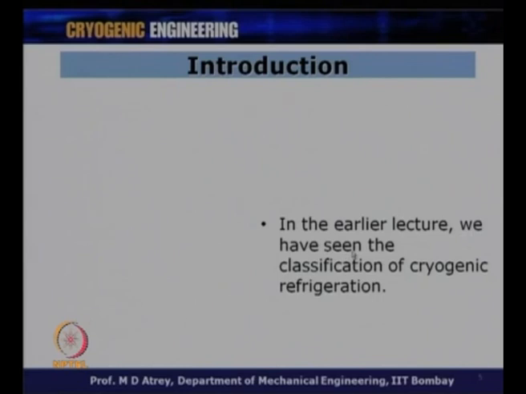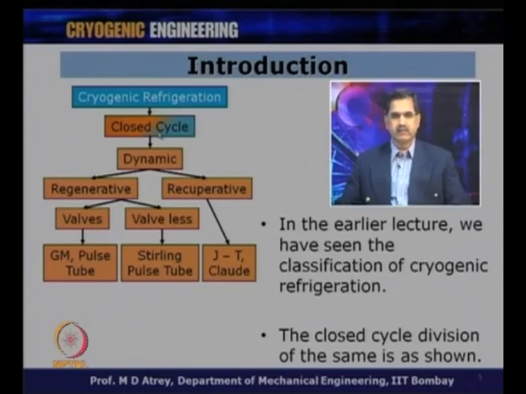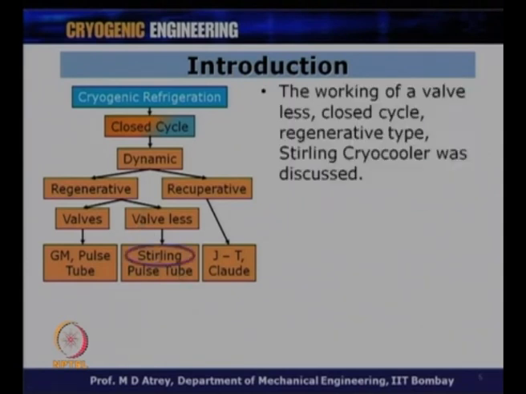And lastly, we have some commercial applications of the GM cryocooler, just to explain a few of them. So, in the earlier lecture, we have seen the classification of cryogenic refrigeration, and from here we can find out where the GM cooler lies. So, the GM cooler lies somewhere over here. We found that for a closed cycle version, we got a dynamic type. In dynamic, we got regenerative and recuperative heat exchangers, and under regenerative, you got valve and valveless systems. The Stirling cooler comes under the valveless category.